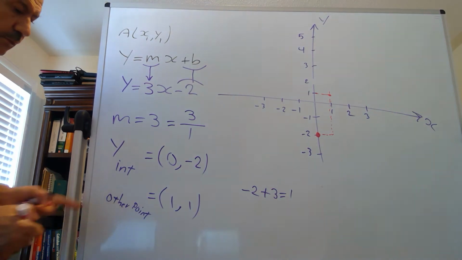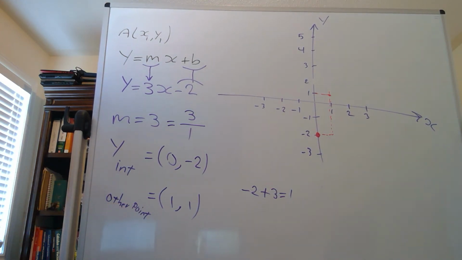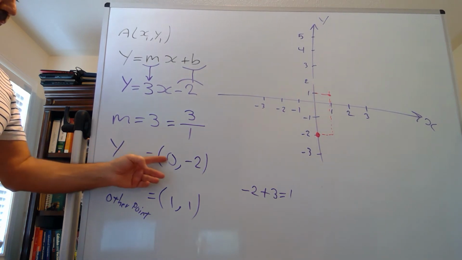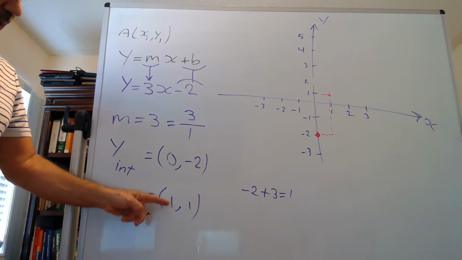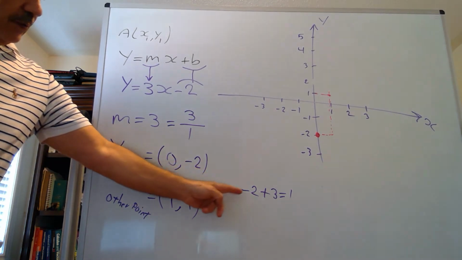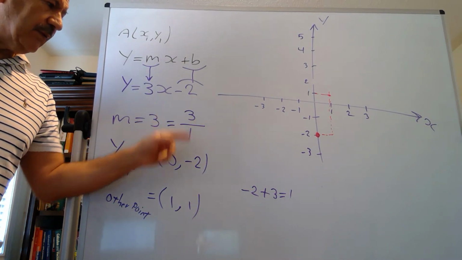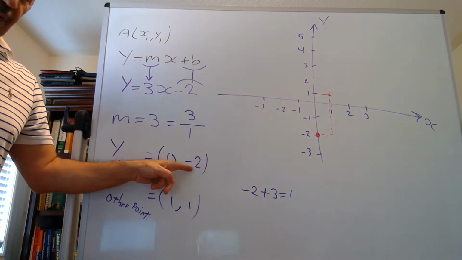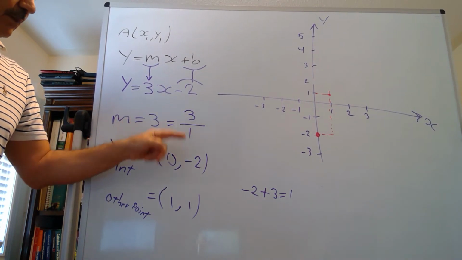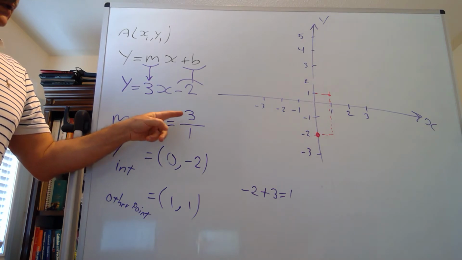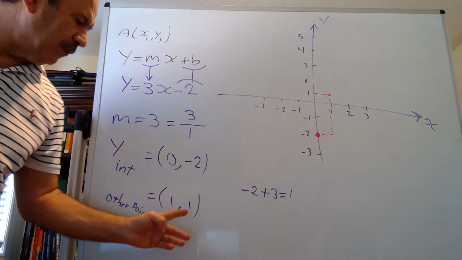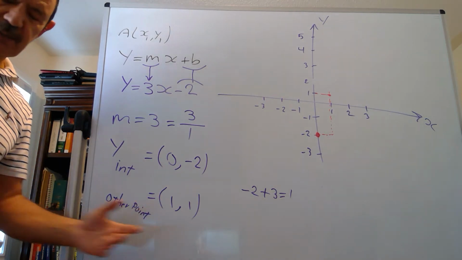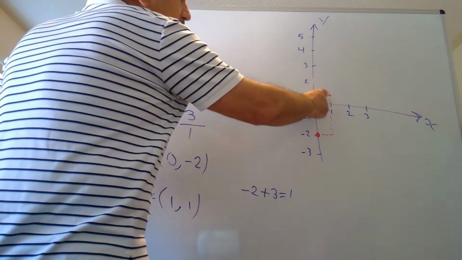Or if I calculate this way, this is the other method for finding the next point. The x of the original point, the y-intercept, is 0, plus this x, 0 plus 1 is 1, and for the y, negative 2 plus 3. This is the y of the original point and this is the rise for the other point. Negative 2 plus 3 is going to be 1. So 1 and 1 is our next point, which is here, x 1, y 1.